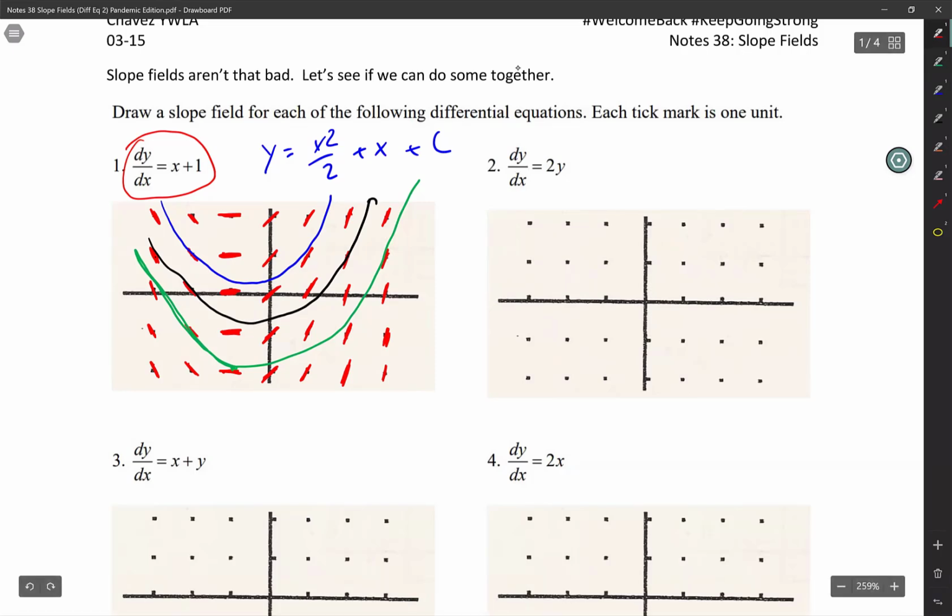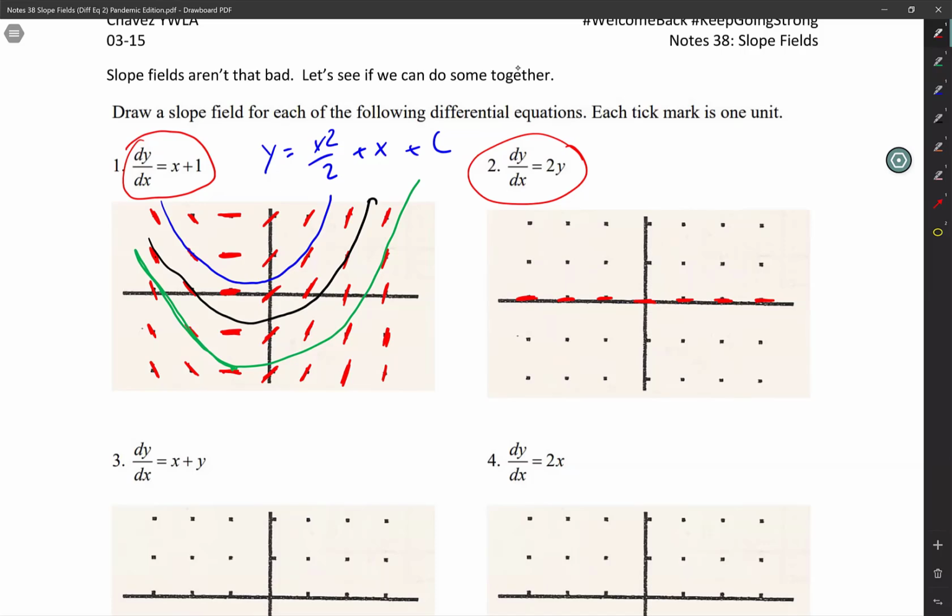Let's do the second one here, guys. Number 2. Notice that the slope is only affected by the y value. So on the x-axis, the y value is 0. So that means all of these are zeros. And you're just drawing little segments on every lattice point.